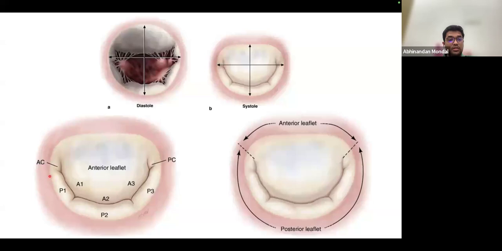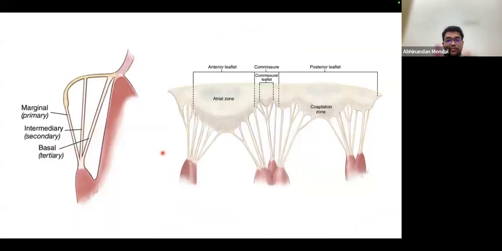And you can see that this is your anterior lateral commissure, this is your posterior medial commissure. The mitral valve is not like this as we see over here. I'll be discussing that in the next slides.